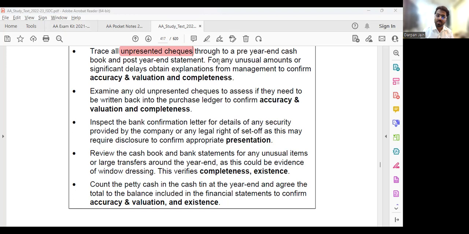So 90 days or 3 months, if there is an unpresented check and it has crossed the 90 days mark, correct? Then what do you do? You write back that check in the books of accounts. So read, examine any old unpresented checks to assess if they need to be written back. Let me highlight.